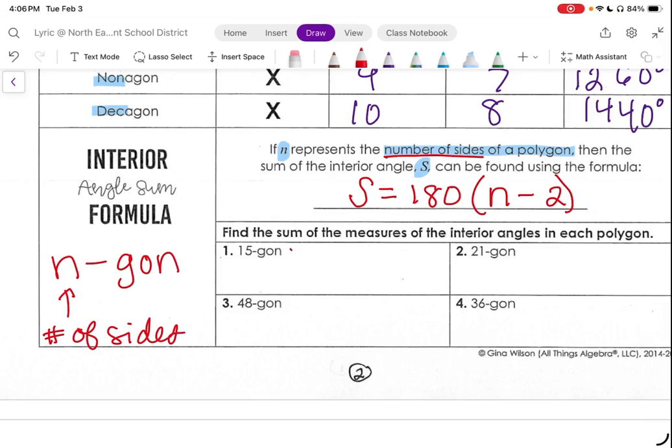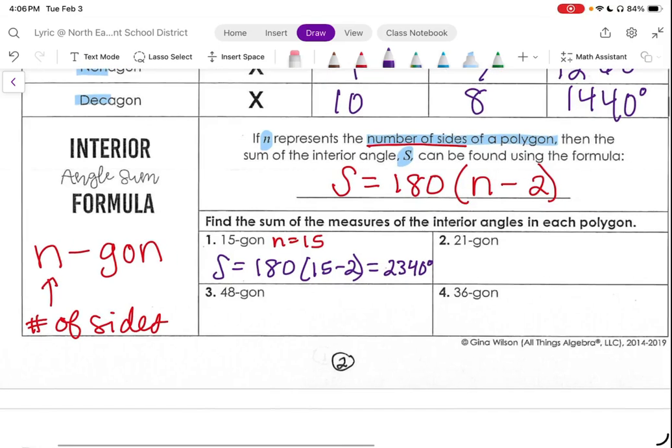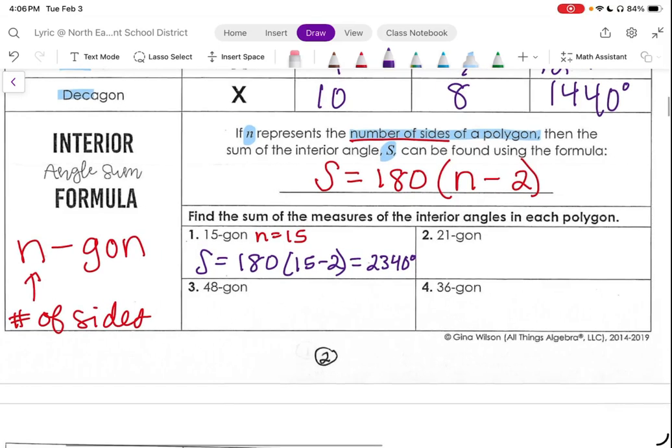So here we have 15, n is 15, and our formula, we're going to say S equals 180 times 15 minus 2. Now you can put that in your calculator, and our total is 2,340 degrees. So if we were to take a 15-sided polygon and add up and measure all of the angles and add up all of the angle measurements together, the inside angles would total 2,340 degrees.